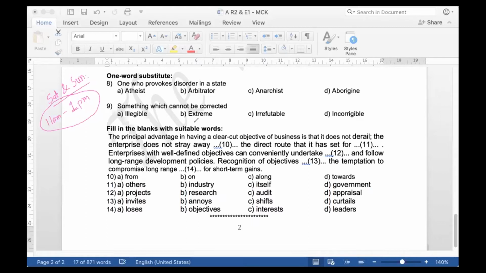For each space, for example, the first one is marked as 10. For that 10, you have 4 answer choices. Among those 4 answer choices, pick the one that is best suited for the 10th blank. Okay, I see the answers from many of you. I appreciate it. Good. Look at all these questions and we'll answer one by one.